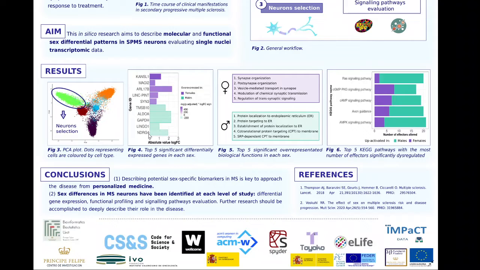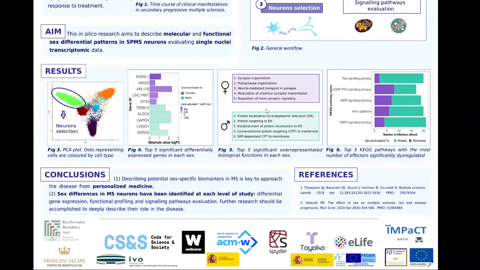Next, the functional profiling results unveiled that the top 5 most significant biological processes overrepresented in females compared to males were related to synapses, whereas the males had overrepresented terms related to protein transport and localization inside the neuron.